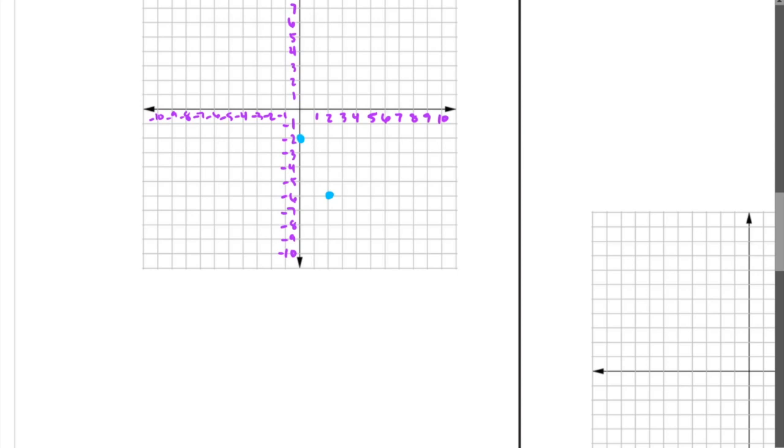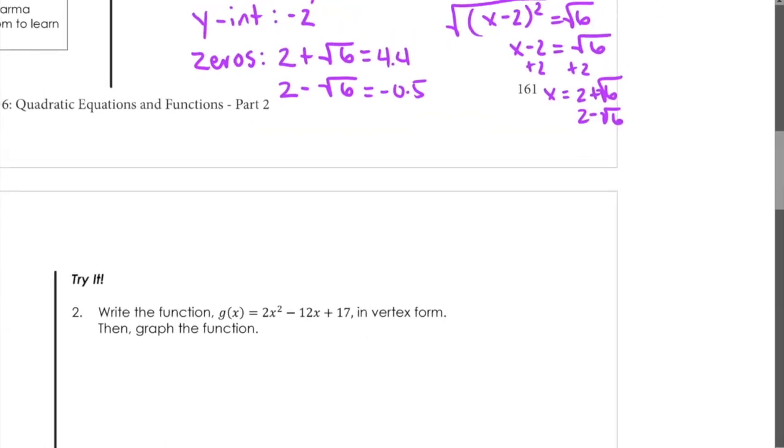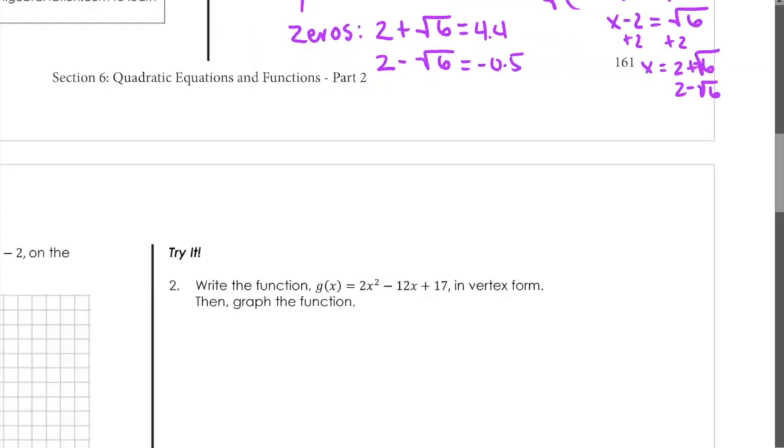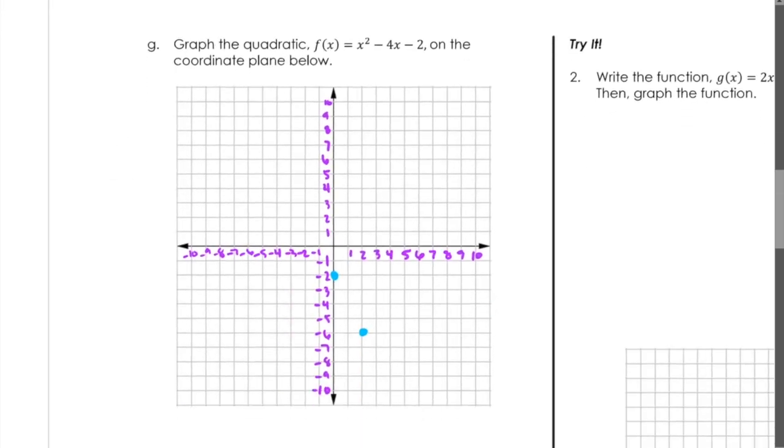Next thing to put is your zeros. Now our zeros are 4.4 and negative 0.5. So the zeros are the same thing as my x-intercepts, and that's going to be x-intercept of 4.4, which we can put around here, and a negative 0.5, which is about right here. Okay, once I have those 3 points, go ahead and graph it. And there we go. Okay.